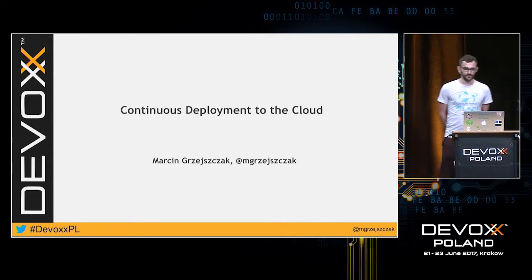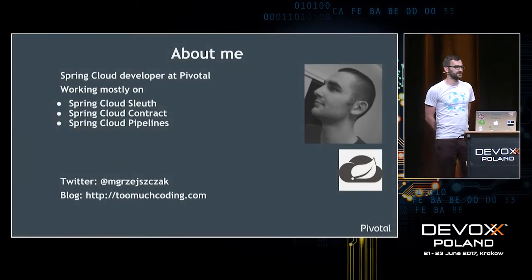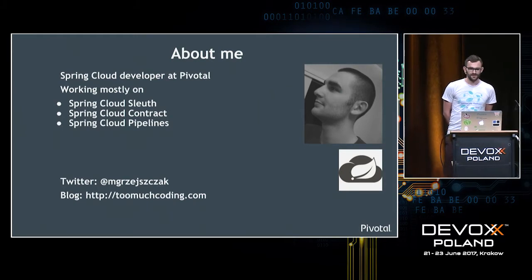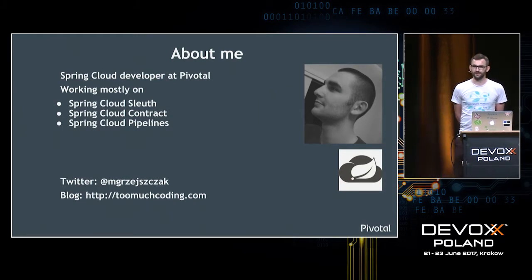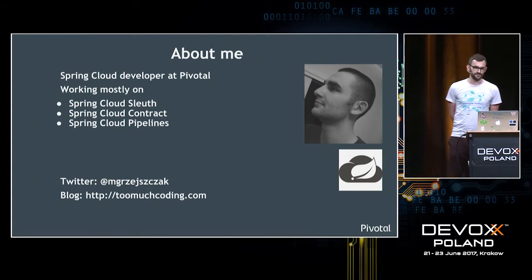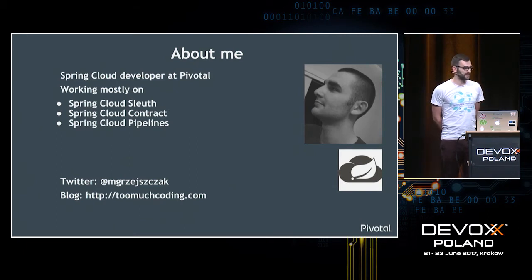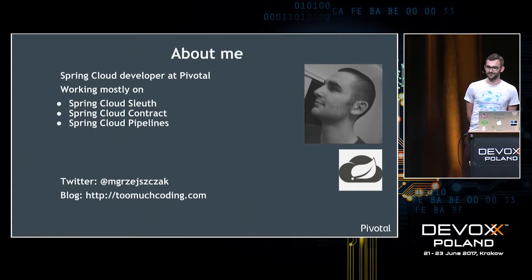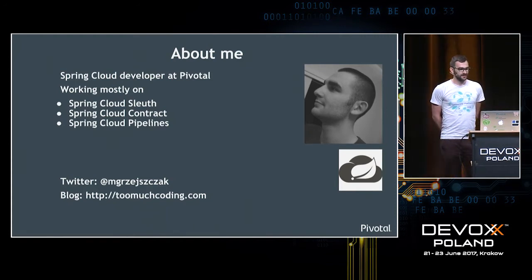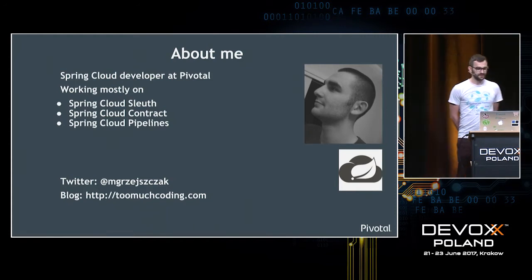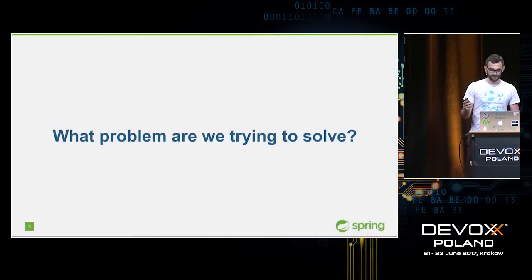Let's get started. Before we go to the main topic, I'm going to say just a few words about myself. My name is Marcin Grzejszczak. I work for a company called Pivotal, and I'm a member of the Spring Cloud team. I'm working mostly on these three projects: Sleuth, Contract, and Pipelines. Two days ago, you could see me give a talk about Contract. Today, I'm going to give a talk about Pipelines. My Twitter handle is @Grzejszczak, and my blog is toomuchcoding.com. So let's get started, because we have a lot of stuff to talk about, assuming that everything will work.